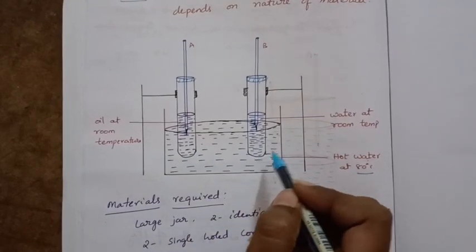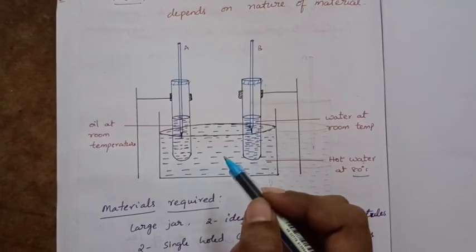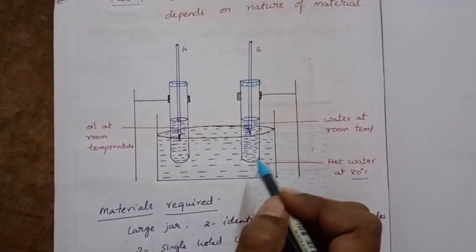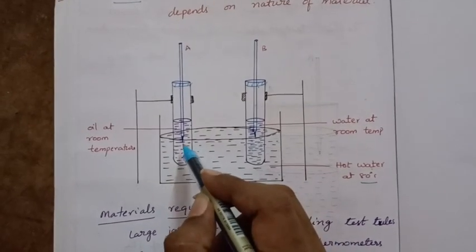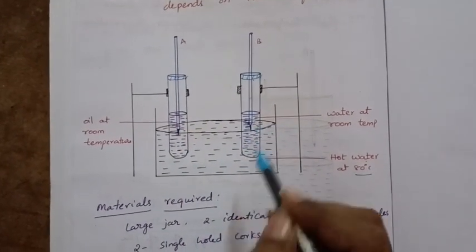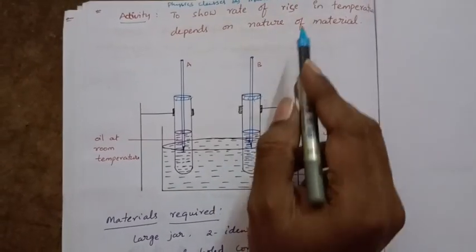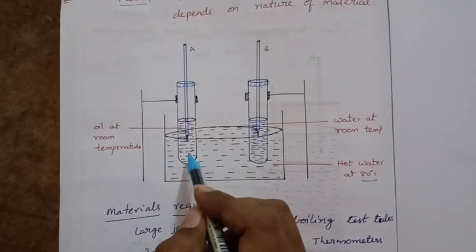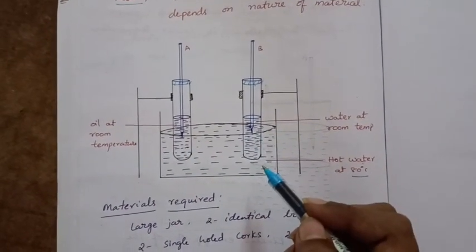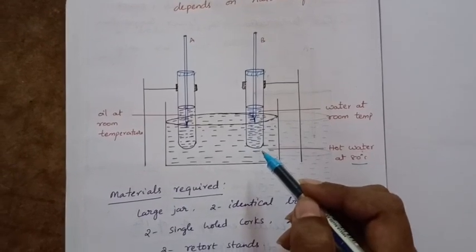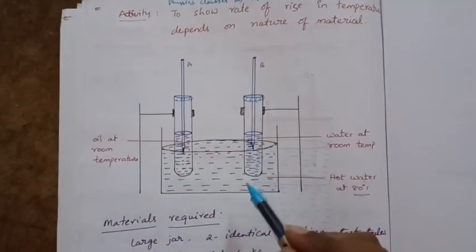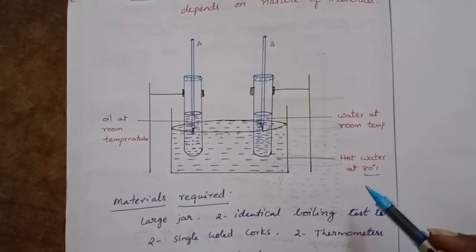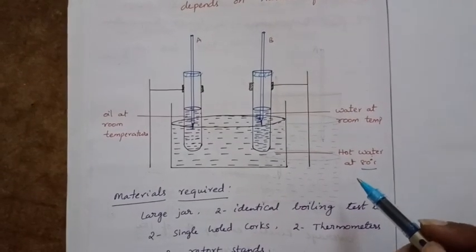Here we are giving the same amount of heat with the help of hot water. We kept both in hot water, so in the same time we are giving the same amount of heat. But oil temperature is rising quickly when compared to water. So we can say rate of rise in temperature is more for coconut oil, or whatever oil we have taken, when compared to water. So we can conclude that rate of rise in temperature depends on the nature of the material.